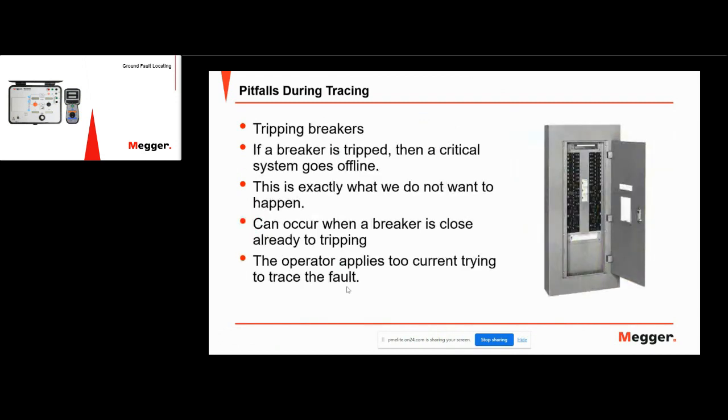And this is the thing we really don't want to do here, and be very careful not to trip a breaker. If a breaker is tripped, then critical systems have gone offline, and this is exactly what we do not want to happen. Now, this can occur when a breaker is close to already tripping and the operator applies too much current trying to trace the fault, and or misuses the system. That's another way you can actually trip a breaker. So we're going to discuss a little later on in this presentation how to avoid that.